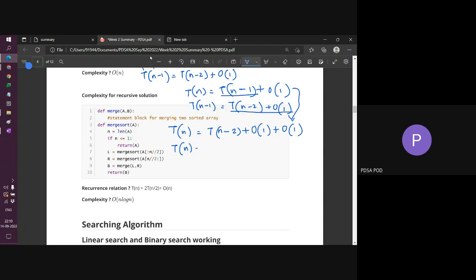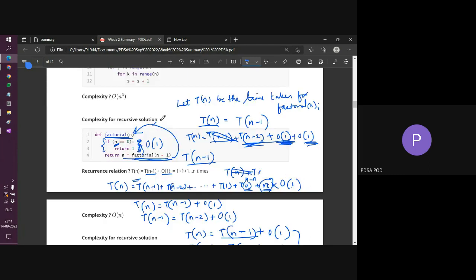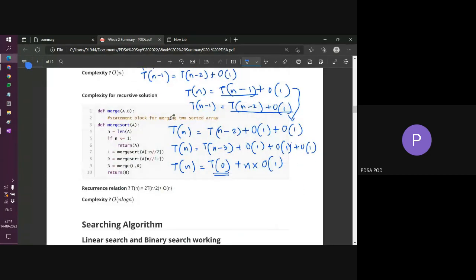Now T of n equal to T of n minus 3 plus O of 1 plus O of 1 plus O of 1. Is this clear? So now it is clear, no? Now you have T of n equal to T of 0 plus n into O of 1. And T of 0 is already given in the base case here, which is return 1. What happens if n equal to 0 is what is given here? Return 1. In that case, you substitute this with T of 0 plus n, which is n plus 1.